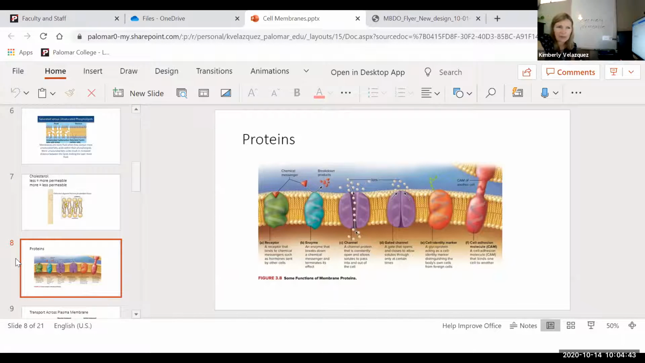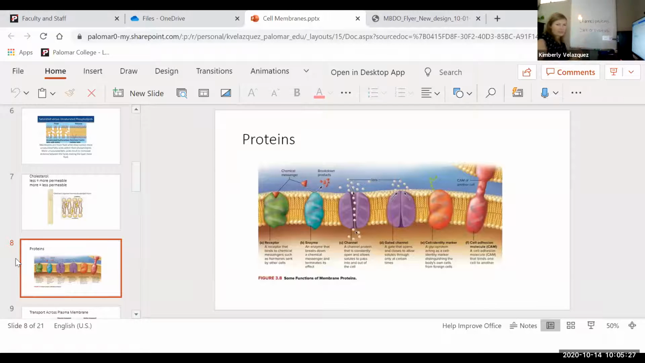The proteins that are embedded in the cell membrane: we've already talked about transmembrane versus peripheral proteins, but even within the category of transmembrane proteins, there are several different kinds you should know about. Really, you don't need to know all of these types of proteins. I wanted to show you that there are more than what we're going to talk about in this class. In this class, you really just need to know about channel proteins versus carrier proteins, and we're going to talk about the differences between these two.